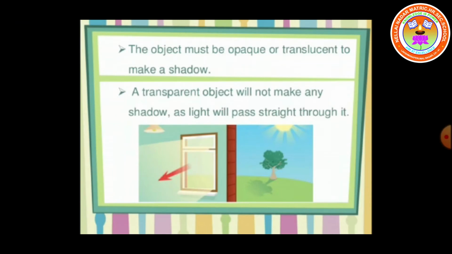Light source, opaque object and shadow are all in a straight line. The size of the shadow depends upon the distance between the light source and the object, and the distance between the object and the screen.